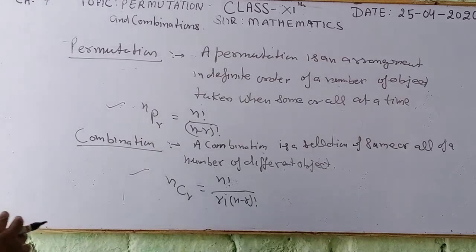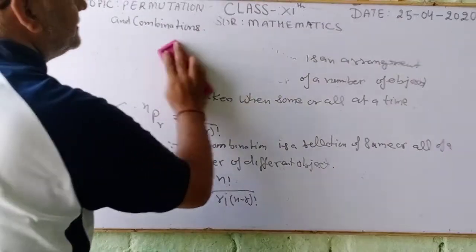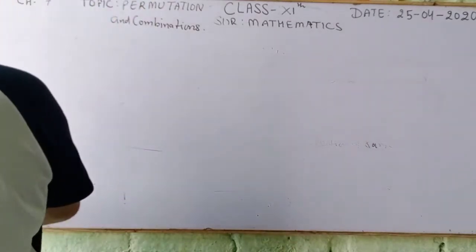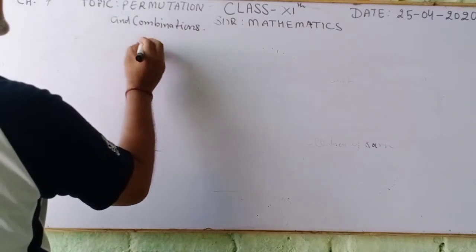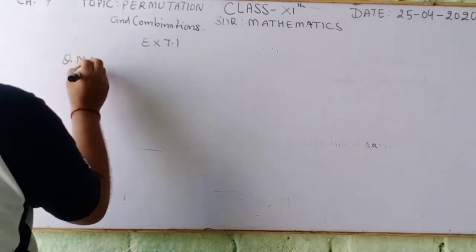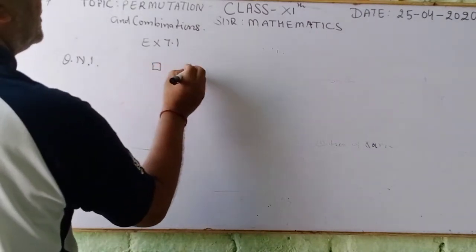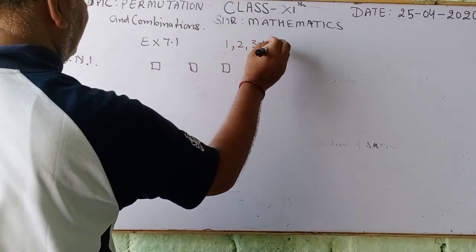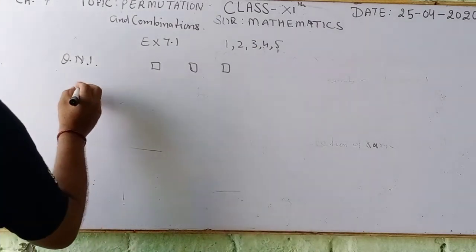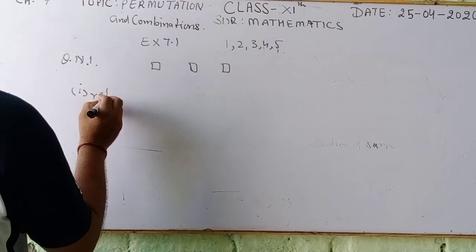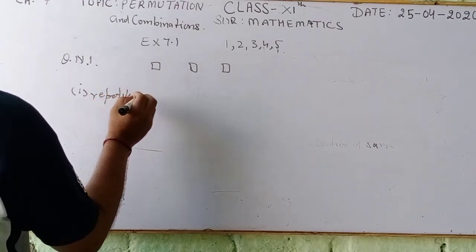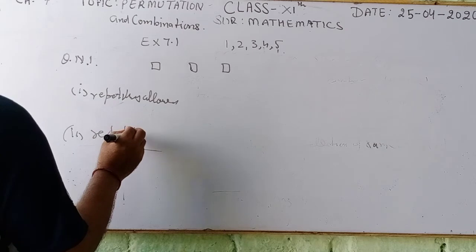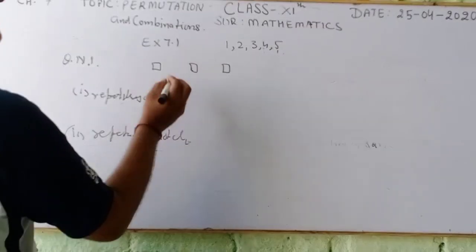We are taking exercise 7.1, question number 1. How many 3 digit numbers can be formed from the digits 1, 2, 3, 4 and 5? First we take repetition allowed. Second, repetition not allowed. So repetition is allowed here.